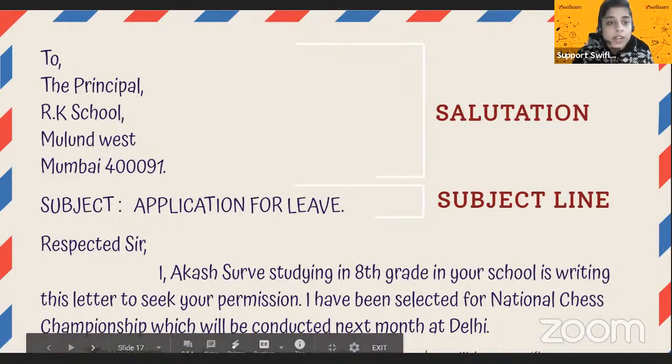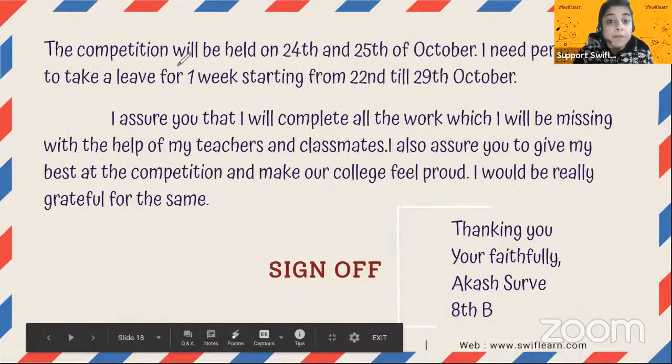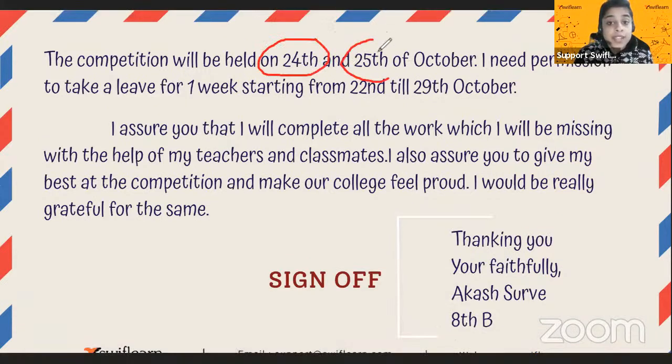Okay, so after giving a brief introduction of yourself and why you are writing this letter, you will move forward and write all the important details. Don't forget to include the important dates and the duration. You are asking for leave, na? You have written application for leave, so you have to mention the duration of the leave, for how long you need the leave, how long you require the holidays.